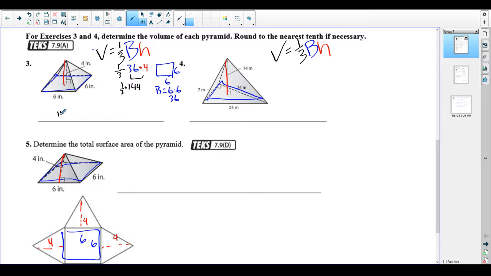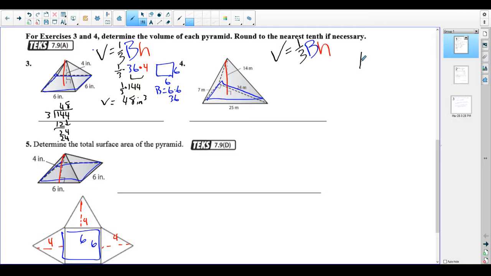So 144 divided by 3 goes in 4 times. 3 goes into 24 8 times. Nothing left over. Our final answer is 48 inches cubed. So far, so good. Alright, number 4 is one that gives people trouble because our base is a triangle here.